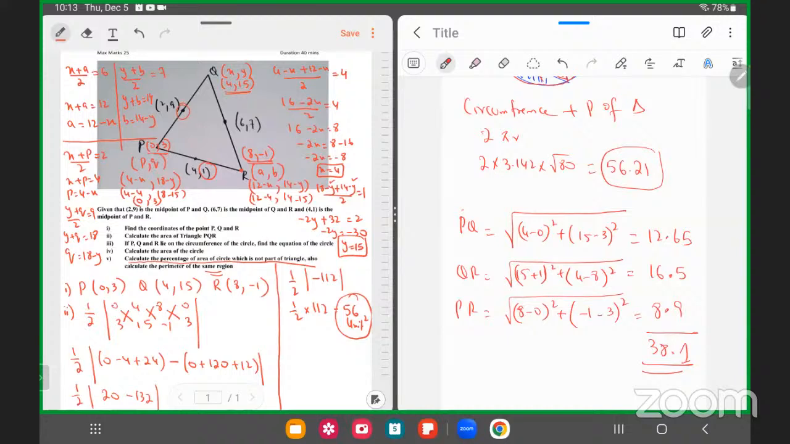38.1. Radius was under root 80. So perimeter turns out to be, this was the radius. I hope everyone is following me. So perimeter of shaded region is 56.21 plus 38.1. That is 94.31. I hope this is clear, ladies and gentlemen.